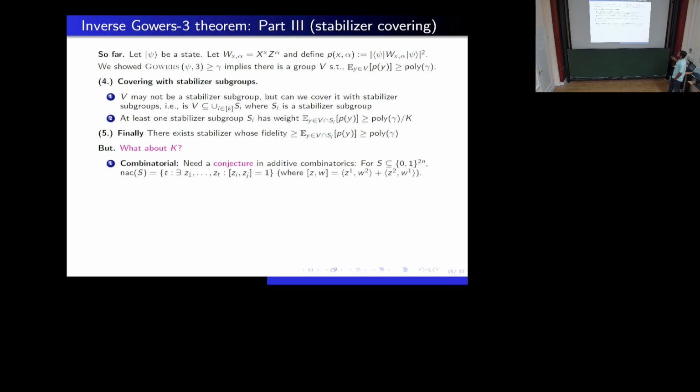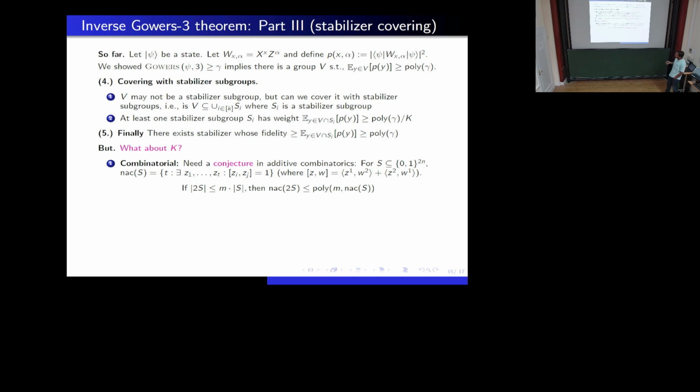So think of S as just a subset of 2n-bit strings. Think of NAC as a set of maximally anti-commuting sets in S. That is, there exist Z1 to Zt such that the symplectic inner product is exactly 1. And the conjecture that we have is if S has small doubling, that is, 2S is at most m times the size of S, then the NAC of 2S is also small.